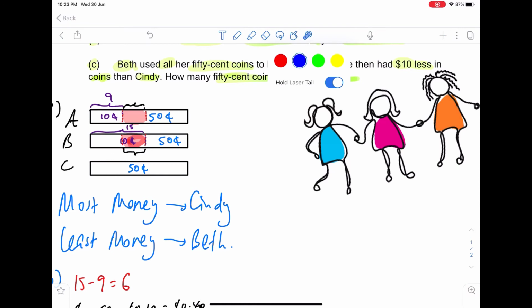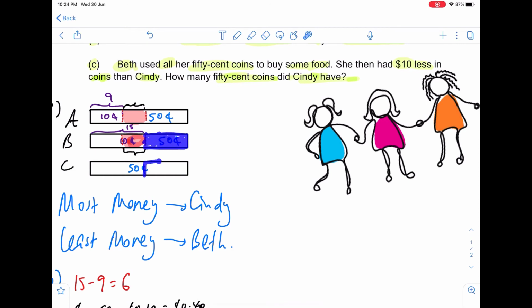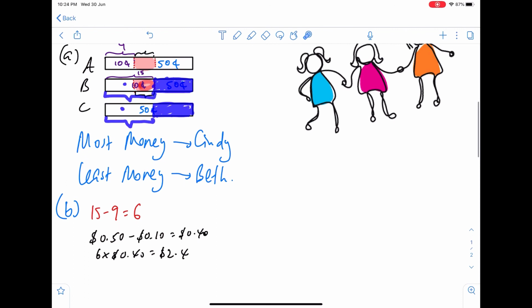Now, let's say if this is gone, and if this section is gone as well, and you are just comparing this part against this part, then you are just finding the difference between 15 50-cent coins for Cindy and 15 10-cent coins for Beth. Then what would the difference have been? What is the difference between 15 of these 10 cents and 15 of these 50 cents?